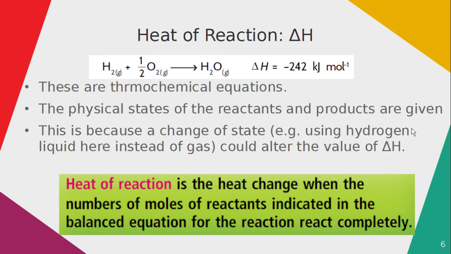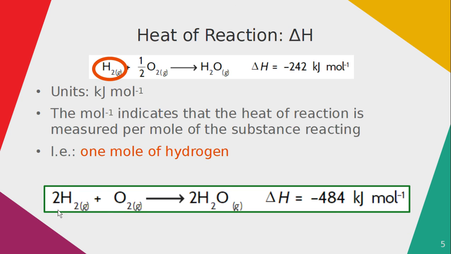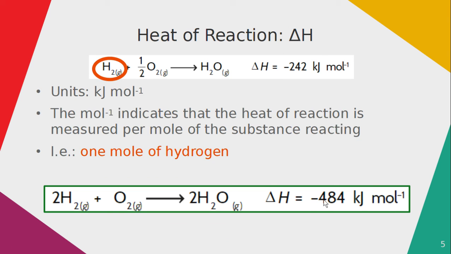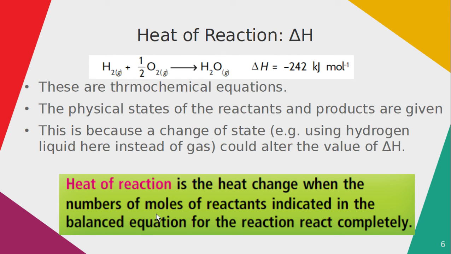So your definition for heat of reaction, to summarize, is the heat change when the number of moles of reactants indicated in the balanced equation for the reaction react completely. So that is the general definition. That's taking into account that if you have 2 moles, then the heat of reaction value that's given is for that amount of moles to react. So it's when the number of moles of reactants indicated react completely.